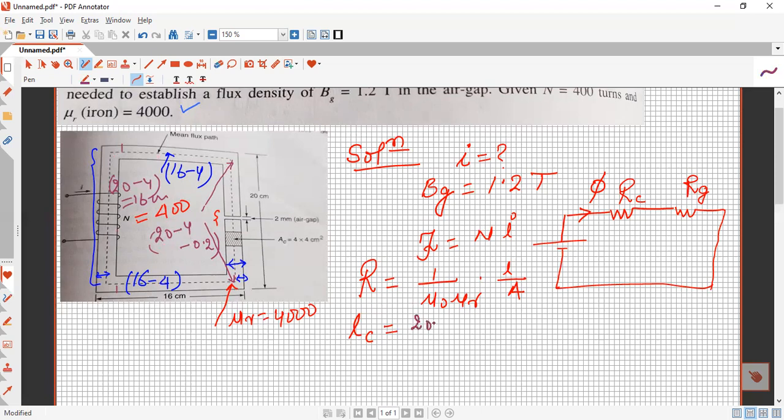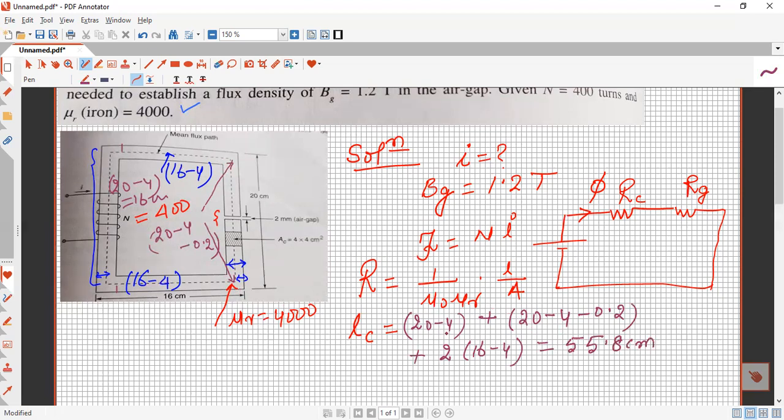So ultimately we have to add all this length to get the length of the core. Means 20 minus 4 plus 20 minus 4 minus 0.2, this length plus this length is 16 minus 4 plus 16 minus 4, means 2 into 16 minus 4. So after solving this, you will get the length of the core, which is equal to 55.8 centimeter.